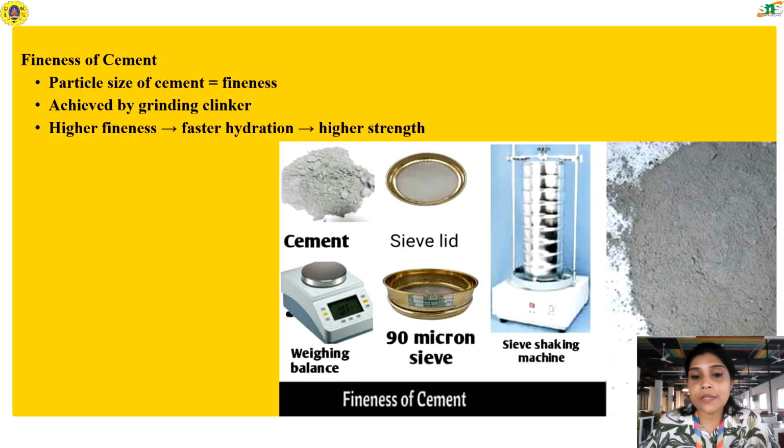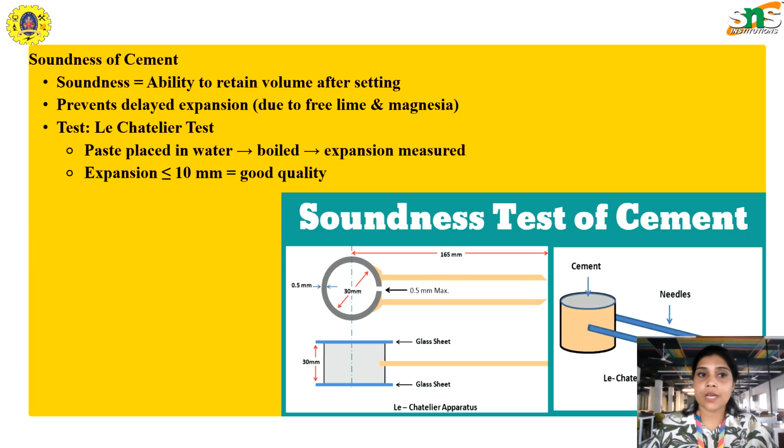So proper grinding of clinker in the manufacturing stage is very crucial. I'm talking about the silos where the cement is manufactured. Engineers always check the fineness using sieves or the air permeability test to ensure the quality of how fine the cement is. So higher the fineness, faster will be the hydration, and higher will be the strength. That's all about the fineness.